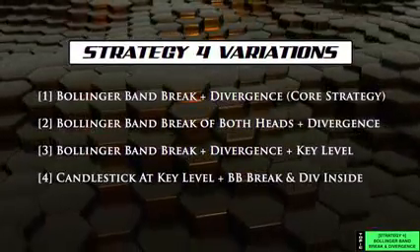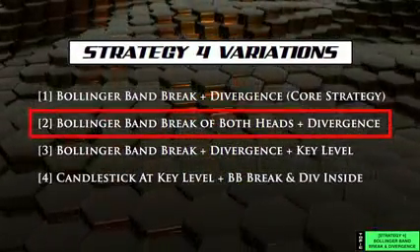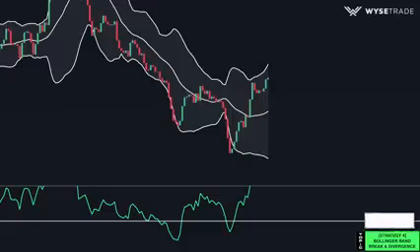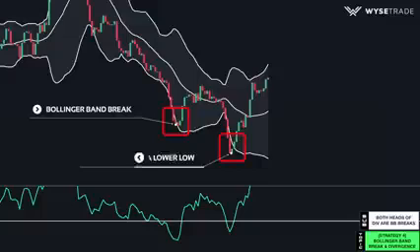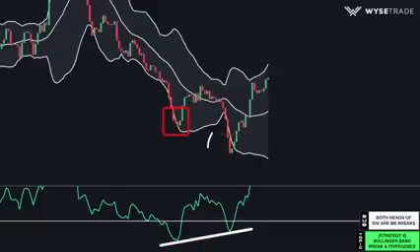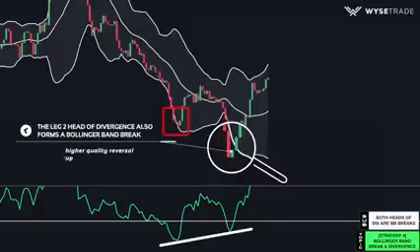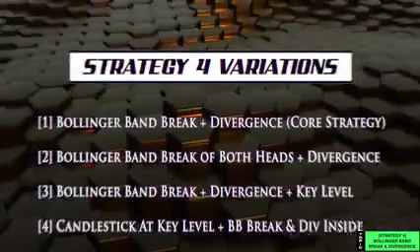A higher quality variant of this setup is where both the heads of the divergence setup are also Bollinger Band breaks. So you have your moving downtrend, followed by a Bollinger Band break. Price moves back inside and pulls back before making a lower low, and RSI divergence. Now the key here is that the second head that formed the divergence also forms another Bollinger Band break. This divergence type, where both the heads break outside of the band, is an even higher quality reversal trade setup. So moving to the next variation.